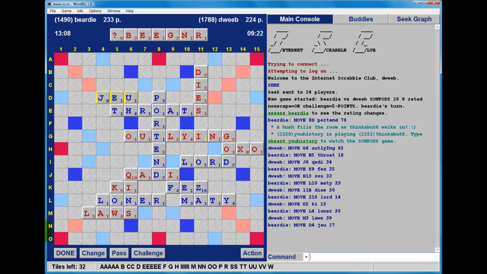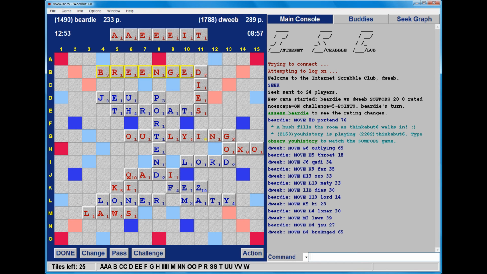I do have Rebegin as a 7, but there's nowhere to play it. So I think Breenged is the only bingo that I'm sure of. That's 65 points. And I draw a whole load of vowels. I'm 56 points ahead.